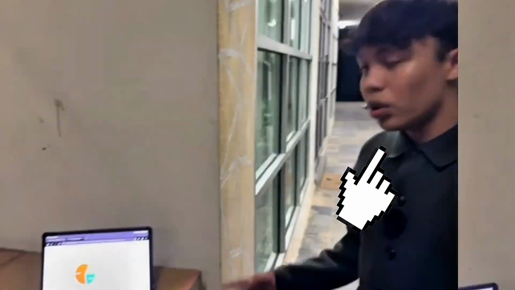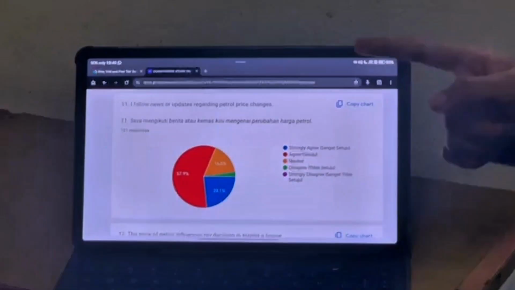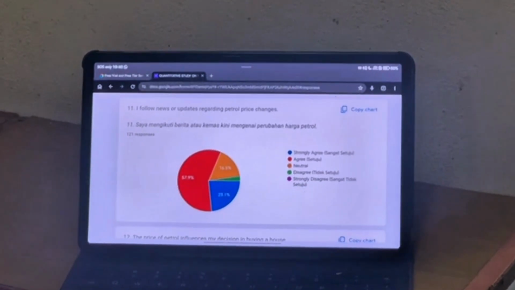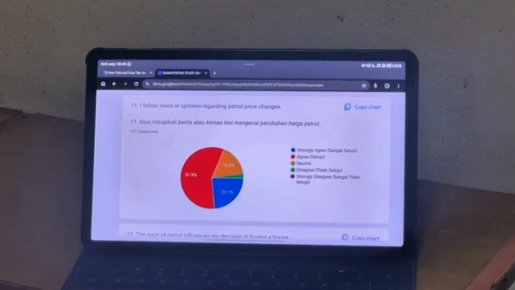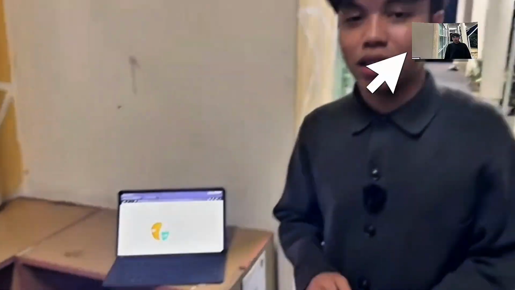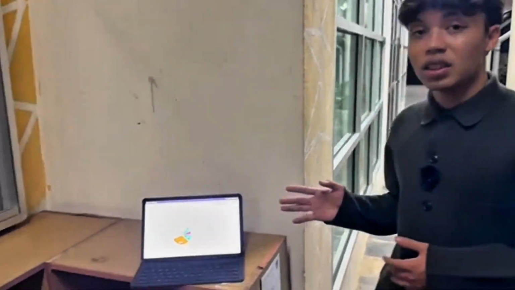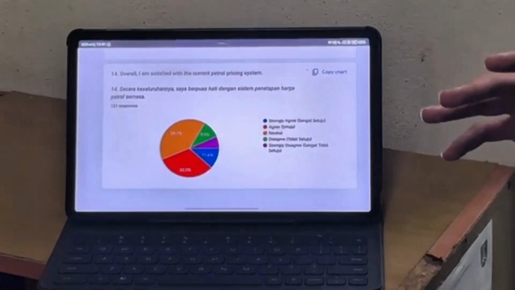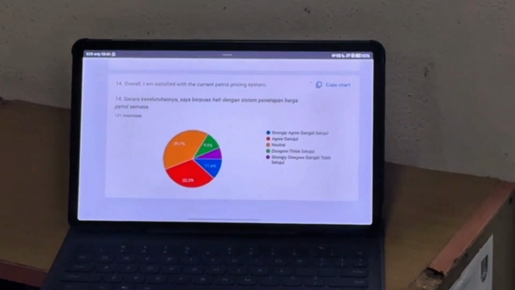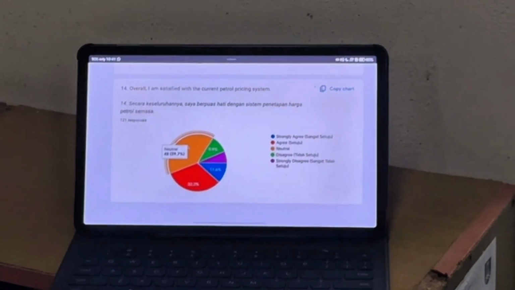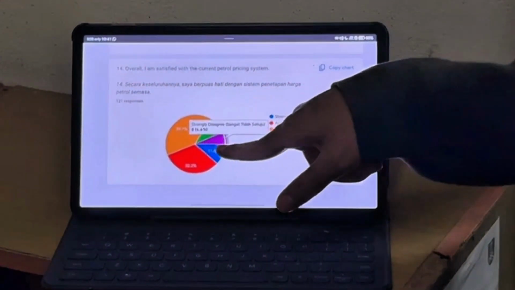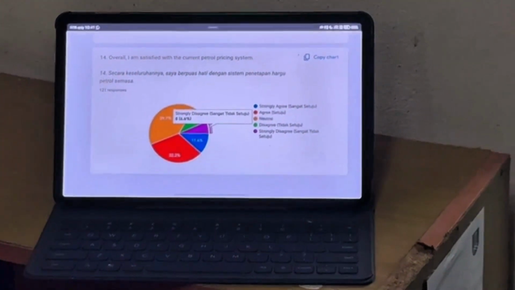On to another part, question 11. I follow news or updates regarding petrol price changes. The highest response is agree, at 57.9%, and the lowest is disagree, at 2.5%. Okay, for the last question of our Section C, it stated, overall, I am satisfied with the current petrol pricing system. The highest response is neutral, at 39.7%, and the lowest is strongly disagree, at 6.6%.